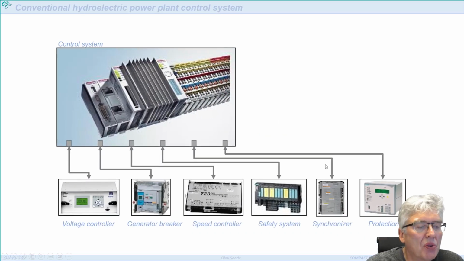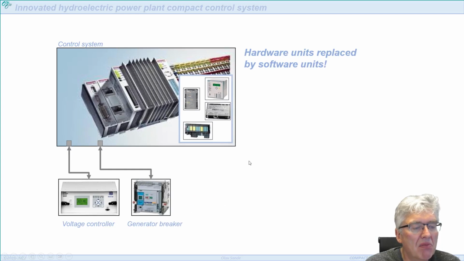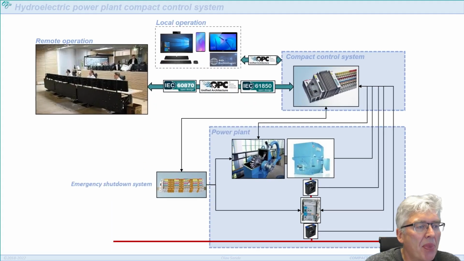And then you have a control system coordinating all these and interfacing the external world too. The idea here is to replace some of these units, or most of these units, by software units in a controller. The protection, the speed controller, the synchronizer, and the safety system can be inserted into a control system as software units. And then you have a compact system.